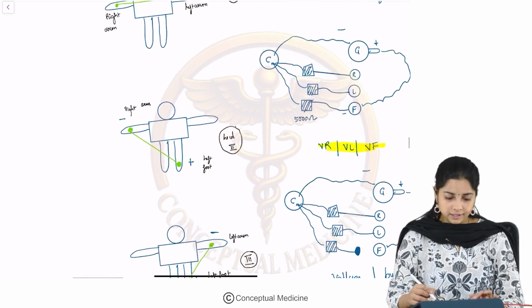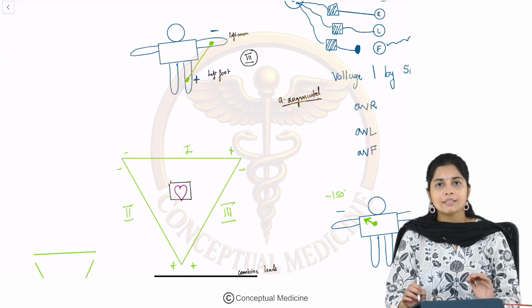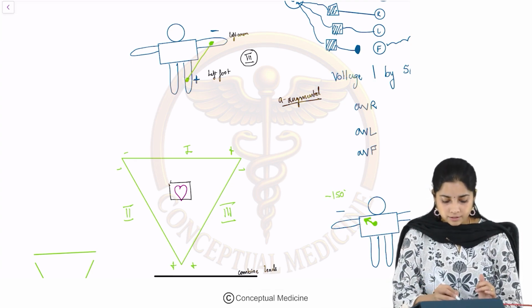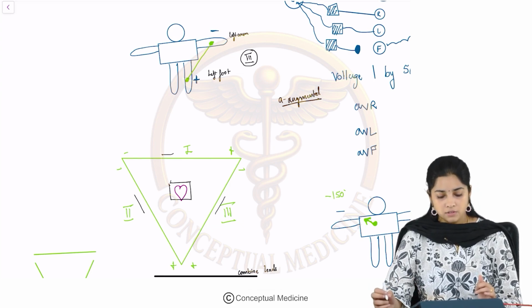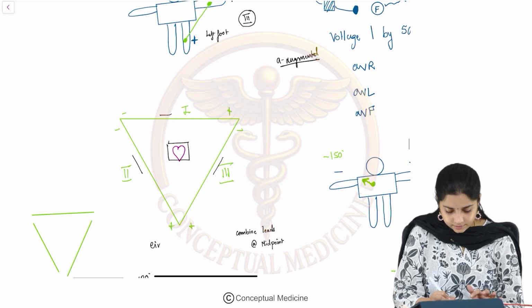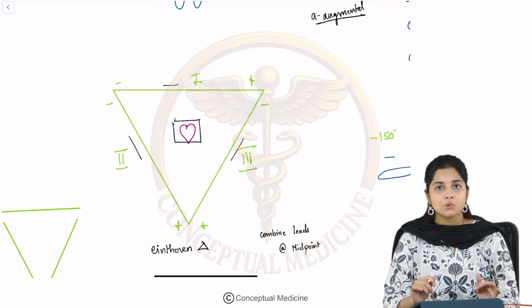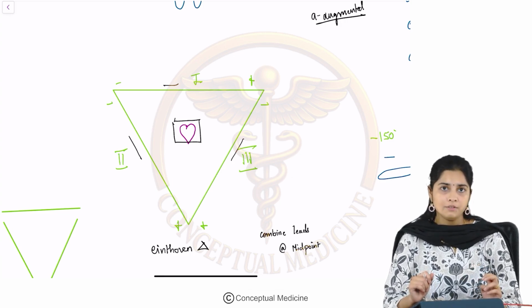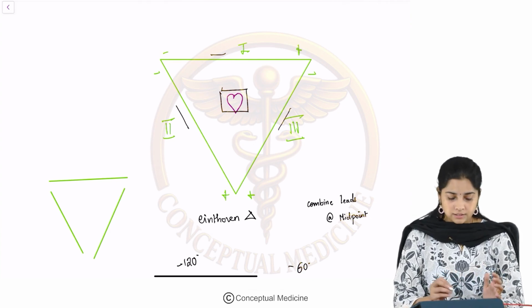Now if you take the directions of these vectors, you are forming a triangle with the heart in the center. This means that the electrical activity of the heart is recorded using these 3 leads. This is your lead 1, this is your lead 2 and this is your lead 3. This triangle that is constructed is called your Einthoven triangle. But we also know that a vector always has a magnitude and a direction. So how do we give this direction to the vector? Let us look at that.